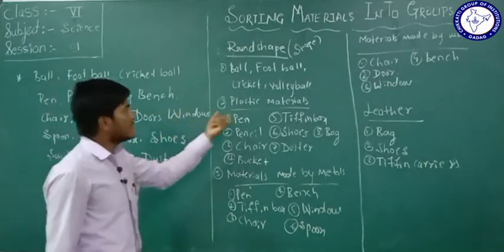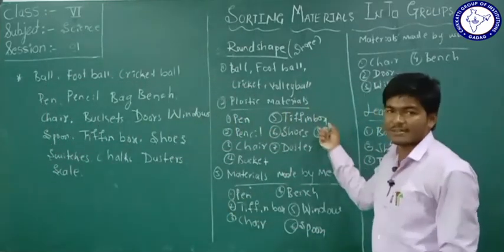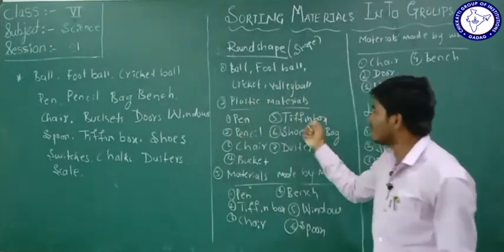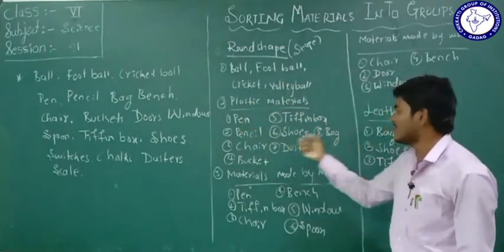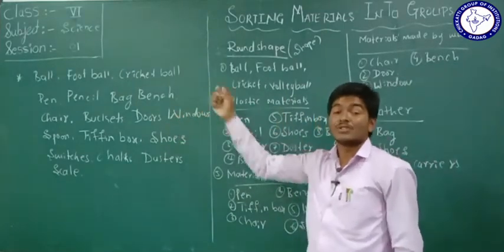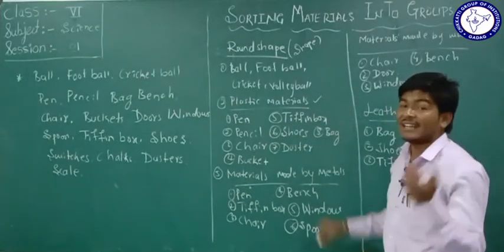Then next, we are going to group the materials based on the plastic materials, isn't it? So we are going to consider materials like a pen, tiffin box, pencil, shoes, bag, chair. These are all made of plastic material. So we are going to group the materials based on which material it is made of.